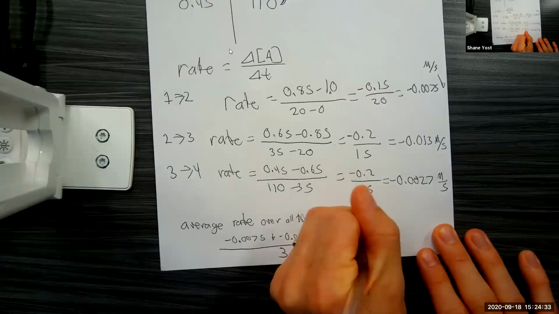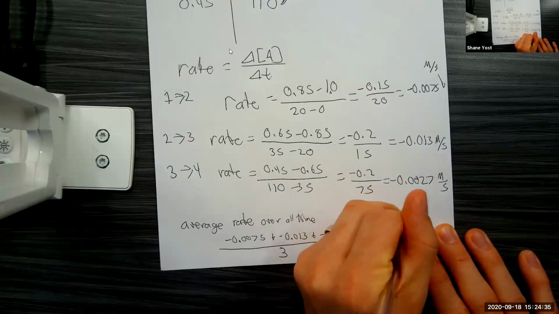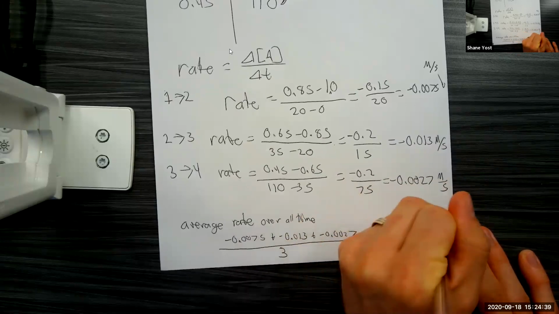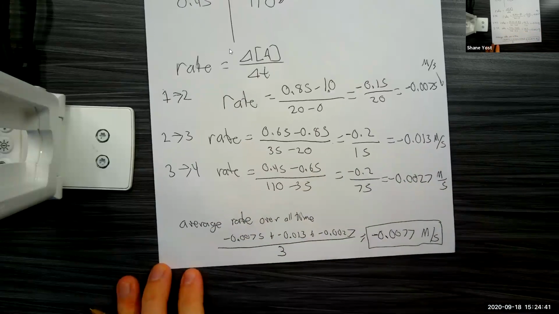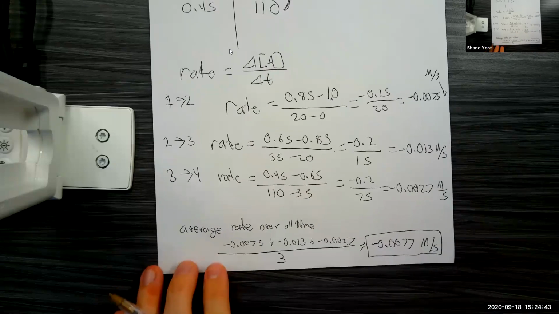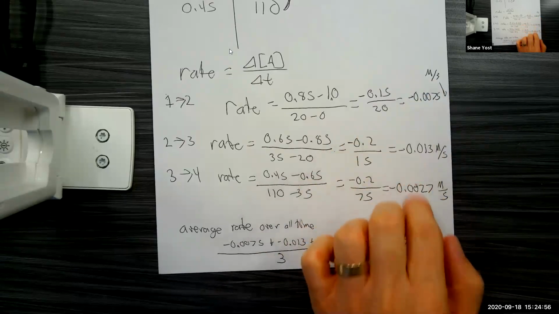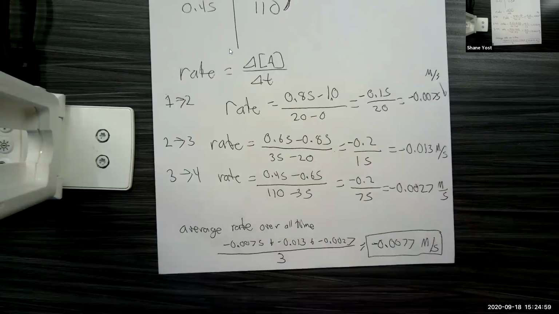Which gives negative 0.0077, right? If that's on the practice exam, I forget. I think that is what it's referring to. So I think the answer on the practice exam is that you do this for each individual step, 1 to 2, 2 to 3, 3 to 4, and then you just take the average of those numbers to get the final number.